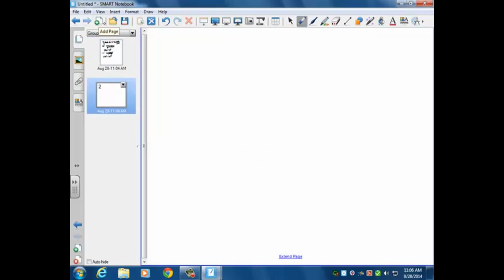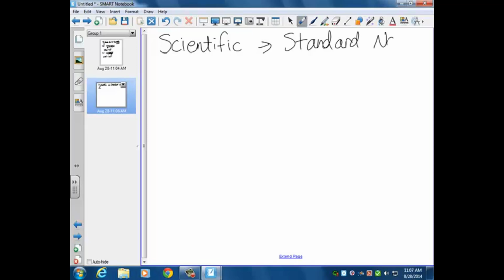Going the other way, from scientific to standard notation. So let's say I have 4.9 times 10 to the 3rd power. Using the same idea, if I want this to become standard notation, let me rewrite the 4.9.